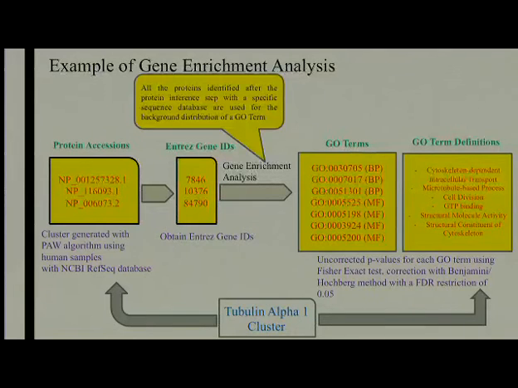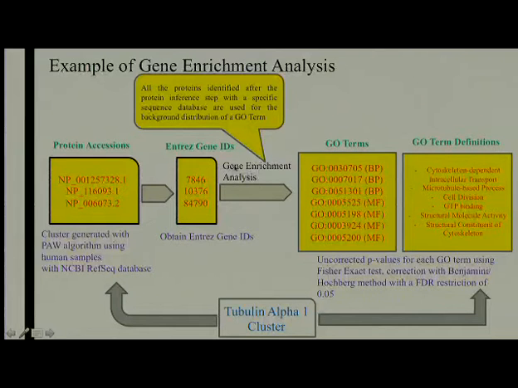And so here's an example of a gene enrichment analysis. What I have here is a protein cluster that was generated using the PAW clustering algorithm with the human samples that was searched against the NCBI RefSeq database. So this cluster has three proteins. I was then able to obtain the gene IDs. There are three unique gene IDs. So this would be considered an eligible cluster because it had at least two unique gene IDs.